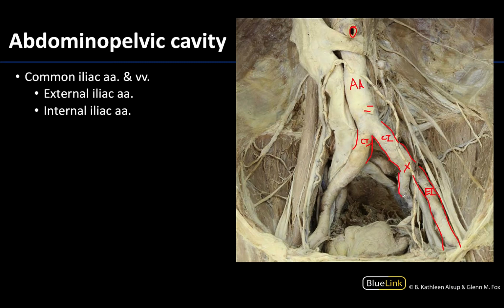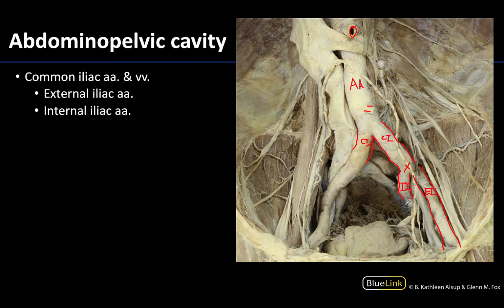The internal iliac is going to be the branch of the common iliac that does travel into the pelvic cavity. So you can see it kind of swooping right down into the pelvic cavity here. So moving more inferiorly, and it will supply structures in the pelvis as well as the gluteal regions.